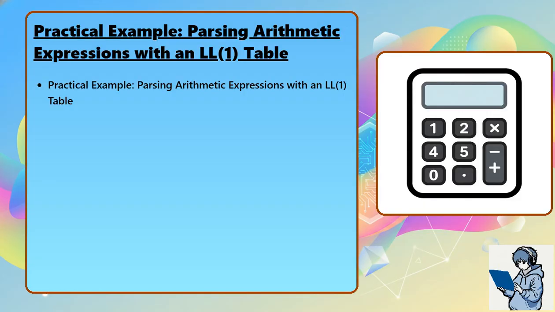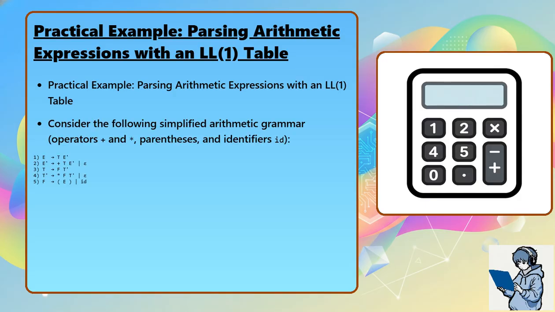Practical example: parsing arithmetic expressions with an LL1 table. Consider the following simplified arithmetic grammar: operators plus, star, parentheses, and identifiers. Rule 1: E derives T E prime. Rule 2: E prime derives plus T E prime or epsilon. Rule 3: T derives F T prime. Rule 4: T prime derives star F T prime or epsilon. Rule 5: F derives open parenthesis E close parenthesis or id.